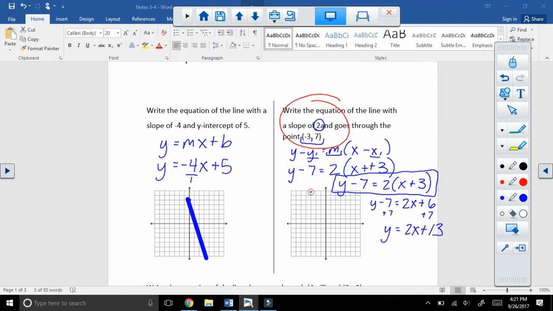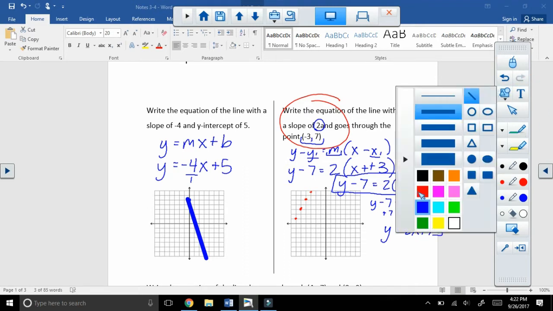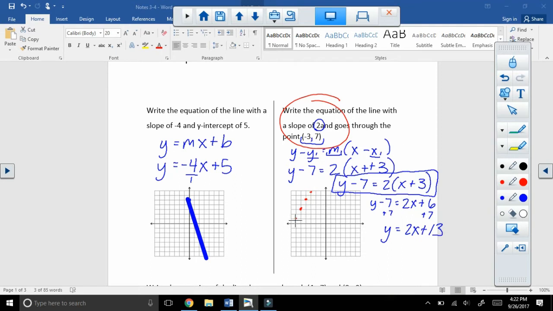And it has a slope of 2. I can go up 2 and over 1, but I can also count that backwards and go down 2 and to the left 1, down 2 and to the left 1. And then from here I can make my line. Then you could see that if this line were to continue up, it would eventually intersect at that positive 13.